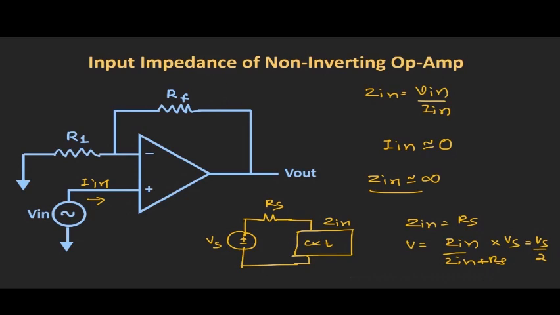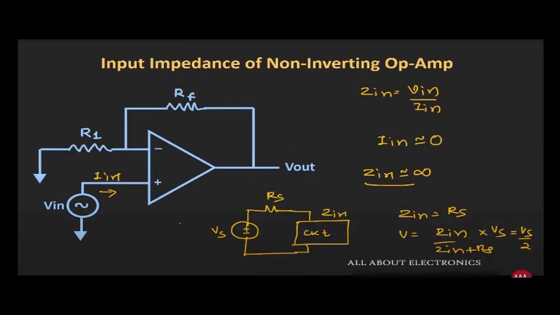So in any circuit, the value of input impedance should be very high, so that whatever voltage is being applied to that circuit will entirely appear across that circuit. So in the case of the non-inverting op-amp configuration, as the input impedance is approximately equal to infinite, or in the practical case it is very high, whatever voltage is applied to that circuit will entirely appear across that circuit. So that is the advantage of this non-inverting op-amp configuration.